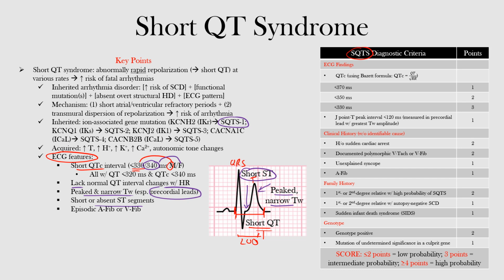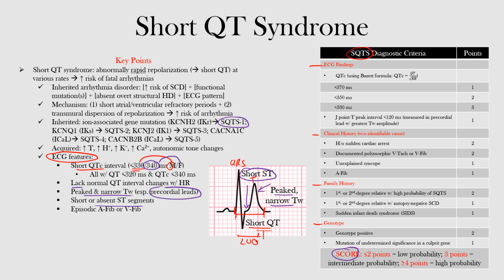Again, it's looking here at the EKG findings. It's looking at the clinical history. It's looking at the family history, and then we can also have the genotype. And remember, this is a score or point system. Okay, so at the end, we'll add up these points, and from that, you can find out the probability of whether or not the patient is at risk or likely has short QT syndrome.